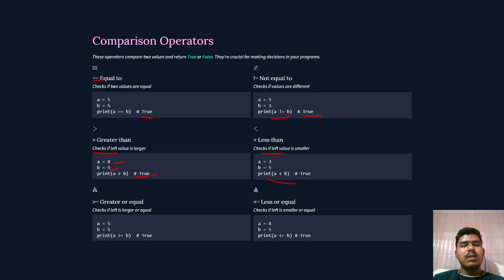So the fifth one is greater or equal, checks if left is larger or equal, a is equal to 5 and b is equal to 5, print a is greater than or equal to b, then the condition is true.